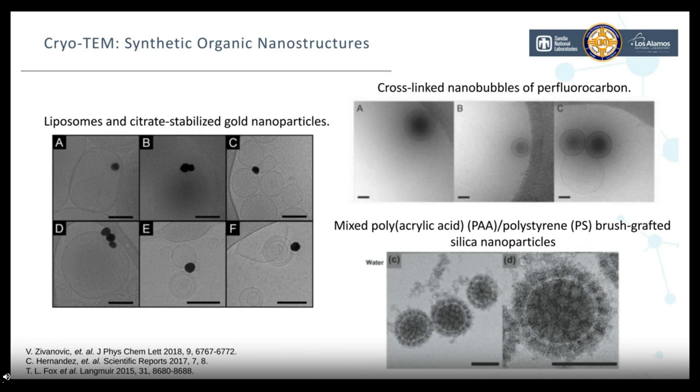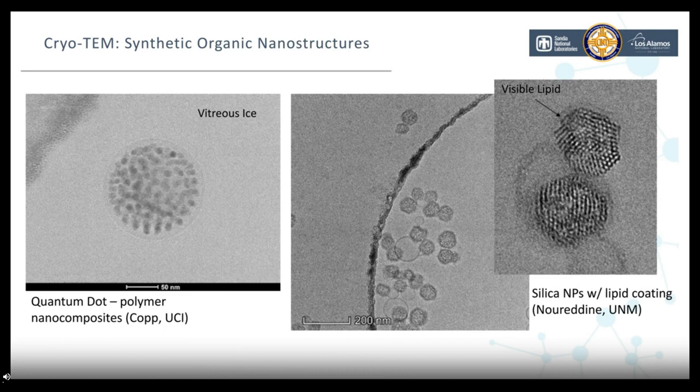Another couple of examples: cross-linked nanobubbles of a perfluorocarbon, and also nanoparticle polymer conjugates. These are polyacrylic acid, polystyrene, brush-grafted silicon nanoparticles. Some of the examples from CINT are quantum dot polymer nanocomposites, from Stacey Kopp at UC Irvine. We can see the structure of the quantum dots within this nanocomposite, and also against the vitreous ice, we can see the polymer and make out the shell there.